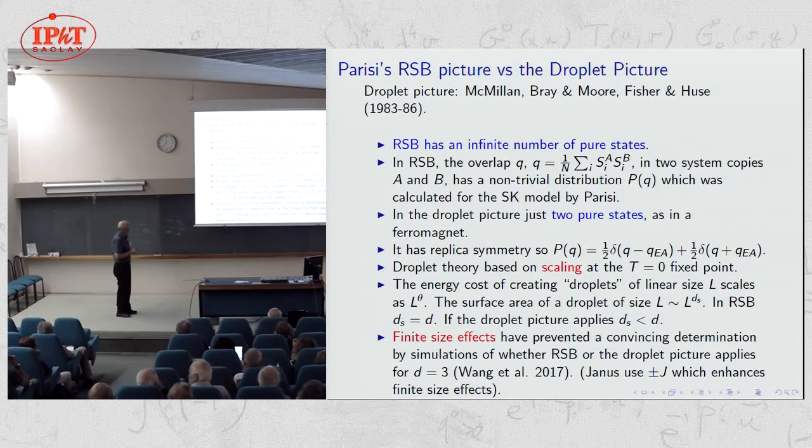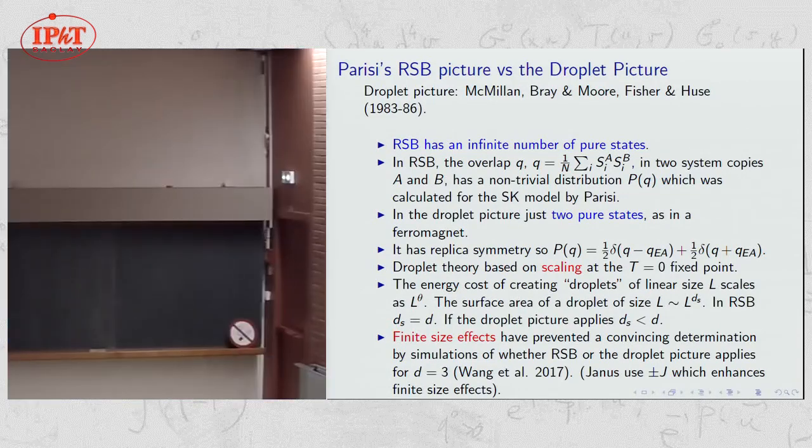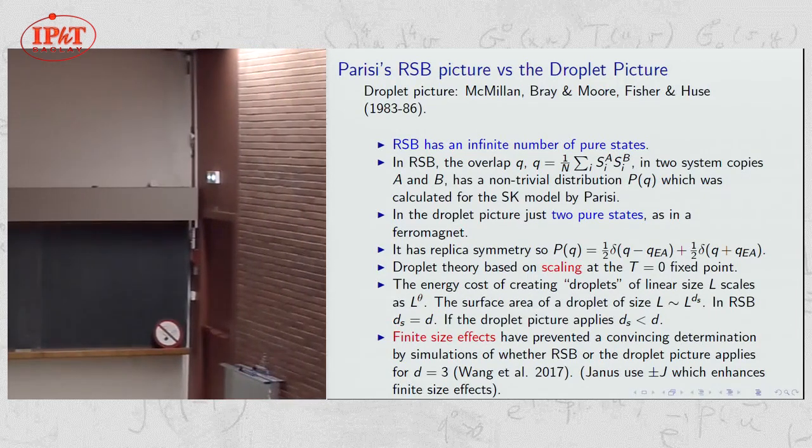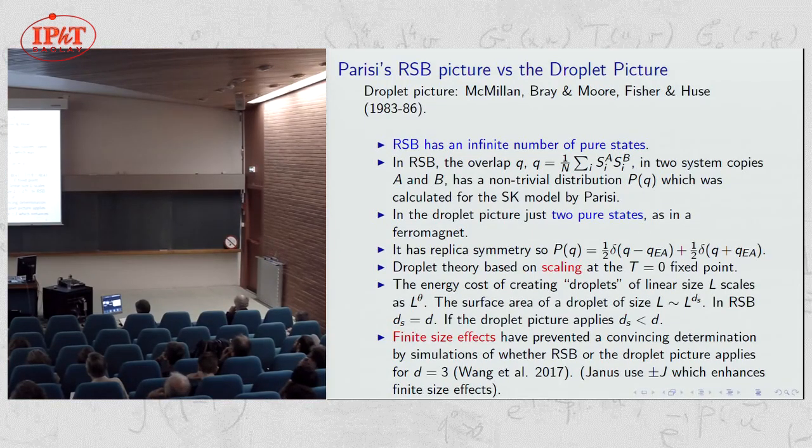And what one tends to study to bring out the difference between the two pictures is this overlap Q, which is the overlap between two copies A and B of the system. And if you look at the distribution of Q, call it P of Q, this was calculated exactly for the SK model by Parisi. And for the droplet picture, because it is just two pure states, there are just two possible values for the overlap, plus QEA and minus QEA. And so you get two contrasting pictures of what P of Q should be. For example, in the RSB picture, P of Q has support right at Q equals 0, whereas in the droplet picture, it should vanish right at Q equals 0. The droplet picture is based on scaling ideas at the zero temperature fixed point.